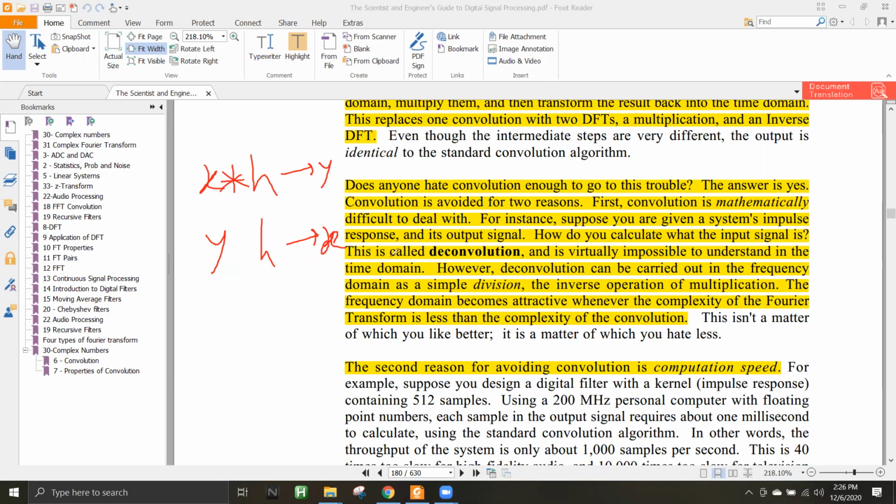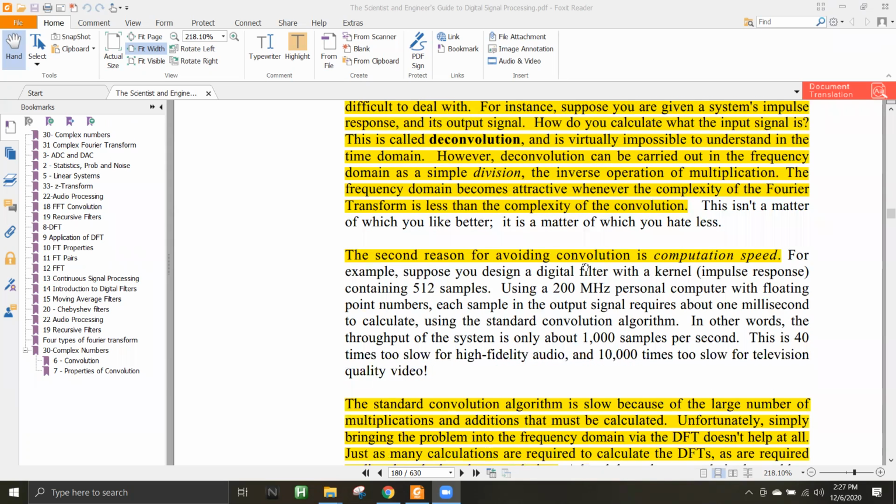So the other way of getting back x would be to simply calculate capital Y, calculate capital H, and then perform a division operation in the frequency domain to get back capital X, and then you perform inverse DFT to get back x. So this is easier than going through the inverse convolution function. So this is one of the reasons why performing deconvolution in the frequency domain is easier.